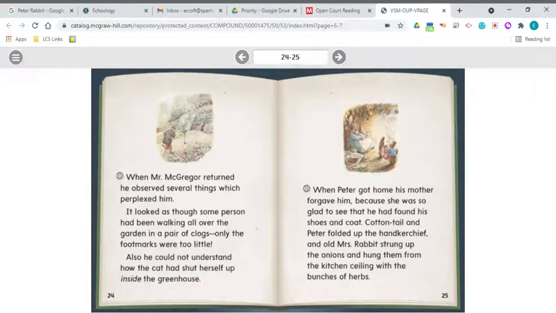When Mr. McGregor returned, he observed several things which perplexed him. It looked as though some person had been walking all over the garden in a pair of clogs, only the footmarks were too little. Also, he could not understand how the cat had shut herself up inside the greenhouse. When Peter got home, his mother forgave him because she was so glad to see that he had found his shoes and coat. Cottontail and Peter folded up the handkerchief, and old Mrs. Rabbit strung up the onions and hung them from the kitchen ceiling with bunches of herbs.